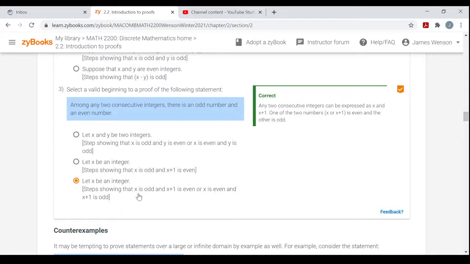But still, I would let x be an integer to start, knowing that the word consecutive was in there. So I don't need to do a y, right? If I know x is an integer, then x plus 1 would be consecutive. And show that one is even or one is odd. You have to go through both cases.